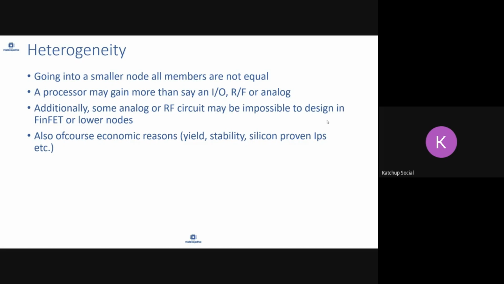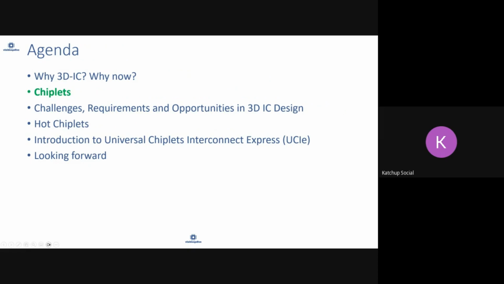So this brings in what is known as heterogeneity in the system, where you want different parts of the device going to lower nodes, and some parts may not want to go to lower nodes. So this is also enabling a trend which is enabling 3D or 2.5D technology.